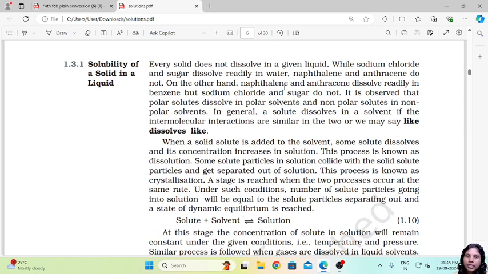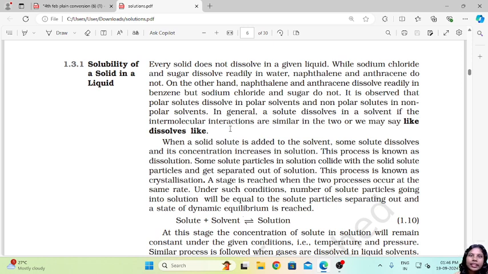But naphthalene and anthracene are readily dissolved in benzene. But if you try to dissolve sodium chloride and sugar in benzene, they won't dissolve. So from this we can conclude that polar solutes dissolve in polar solvents. Polar solutes are those which have some kind of polarity, that is, they can dissociate into ions and give some polarity to the entire solution. So polar solutes dissolve in polar solvents, and non-polar solutes dissolve in non-polar solvents.